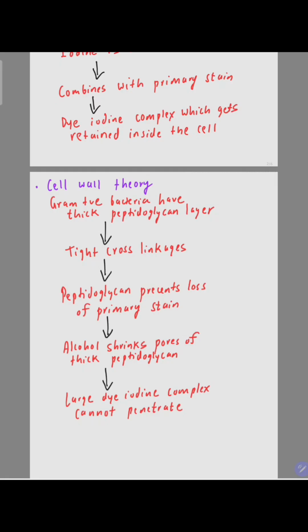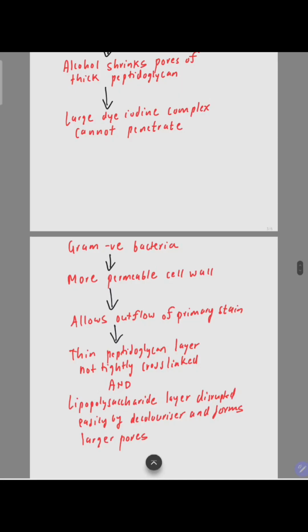Now I'll discuss gram negative bacteria. Gram negative bacteria have a thinner peptidoglycan layer. It's a more permeable cell wall which allows the outflow of the primary stain because of the thinner peptidoglycan layer, which is not tightly cross-linked. Also, the lipopolysaccharide layer is disrupted more easily by the decolorizer and forms larger pores.